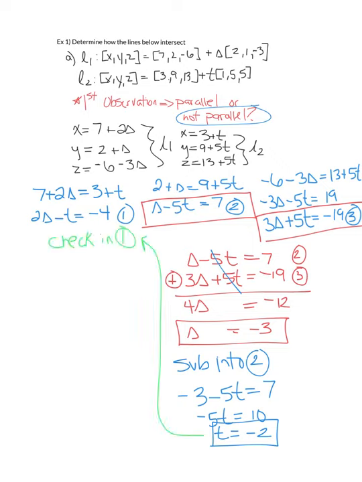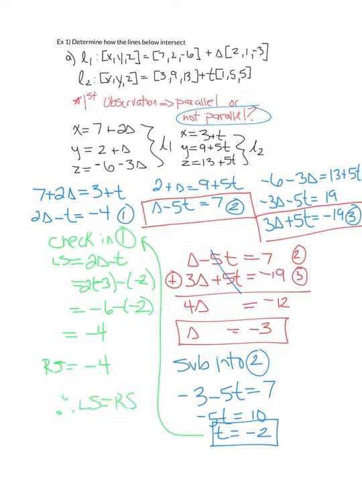So now that I have my s and my t, I am going to plug both of those back into the equation I haven't used. So I'm going to check in number 1. When I look at the left side of this equation, I have 2s subtract t. So 2 times negative 3 subtract negative 2, which is negative 6 subtract negative 2, which is negative 6 plus 2, which is negative 4. And if I look at the right side, it equals negative 4. So I do have a left side equals right side situation.